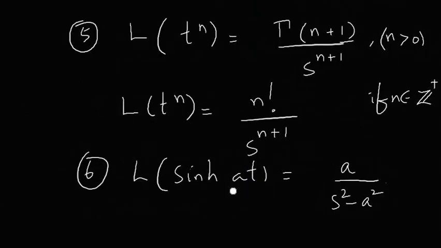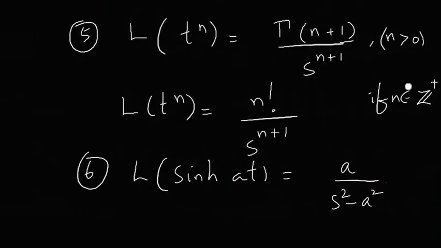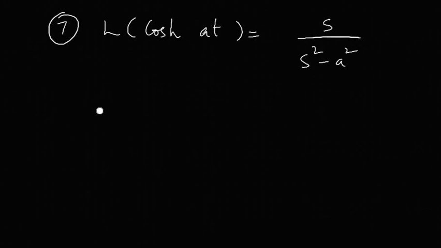L of cos hyperbolic at is similar to trigonometric cos, but the denominator is different, that is s square minus a square. Keep in mind, in sine hyperbolic and cos hyperbolic, the denominator is s square minus a square, whereas in the trigonometric it is s square plus a square. And in cos hyperbolic and cos trigonometric, in both of them s will be used in the numerator, and sine and sine h will be using a in the numerator. So this is a very simple list which you can memorize very easily.